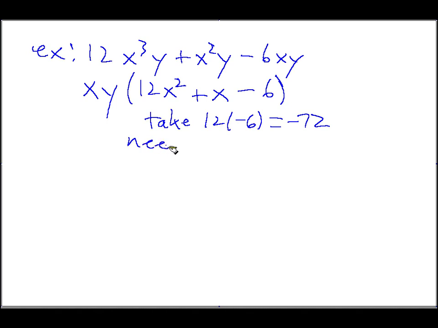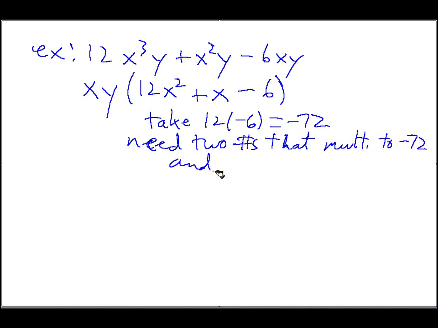So what's the criteria I need? Again, leave off the xy on the side. Let's focus on this trinomial inside the parentheses. All right. So I need 2 numbers that multiply to negative 72, that product right there, and add to the middle term, which is what? Positive 1. Okay, positive 1.